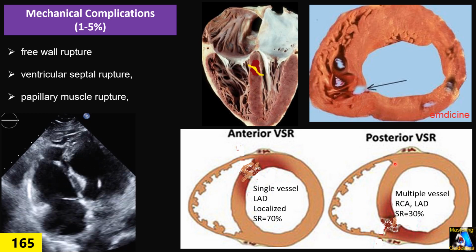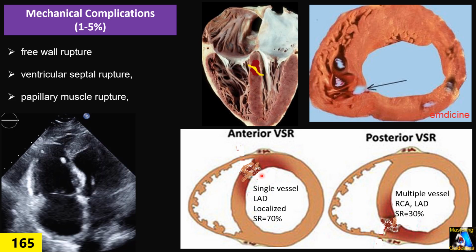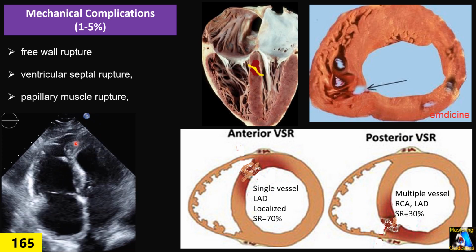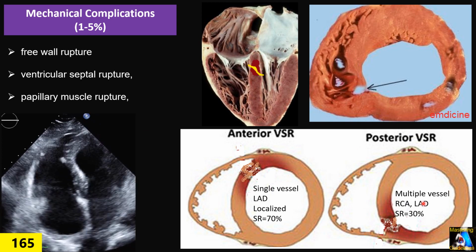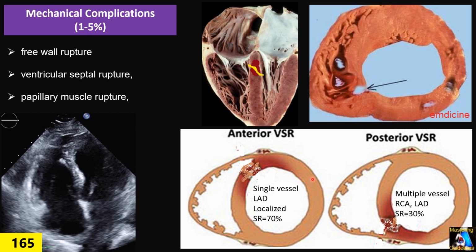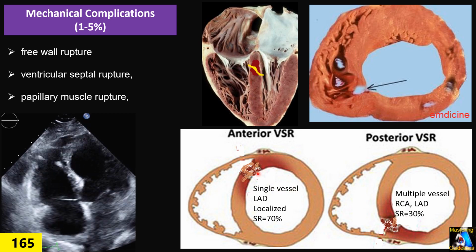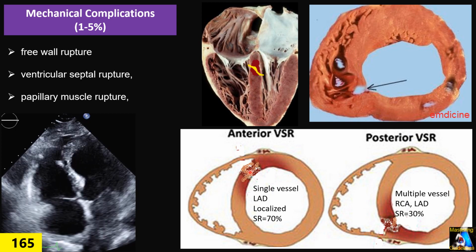Posterior VSR usually happens at the junction of the posterior septum and the base of the heart. Anterior VSR is usually close to the apex, but the posterior type usually happens at the basal part. Another difference is that in the anterior VSR, usually the shunt is straight and direct, the entrance and exit at the same level and direction.